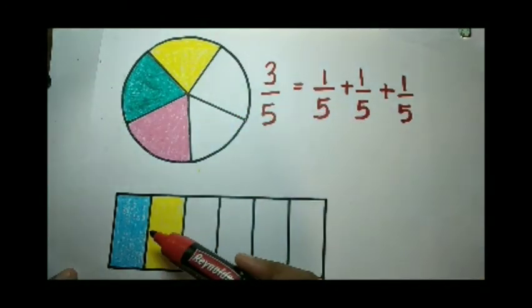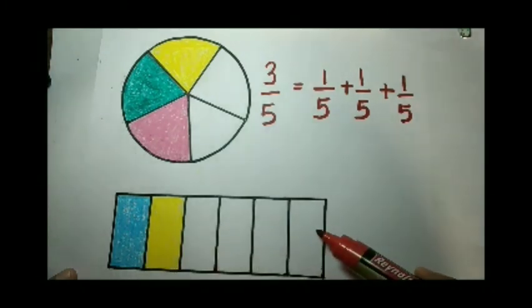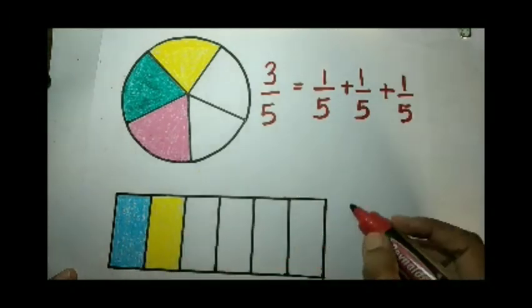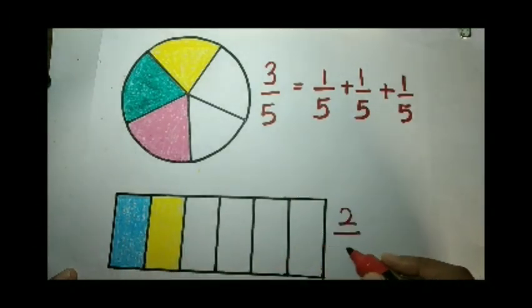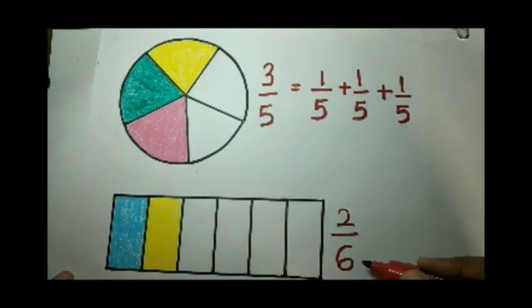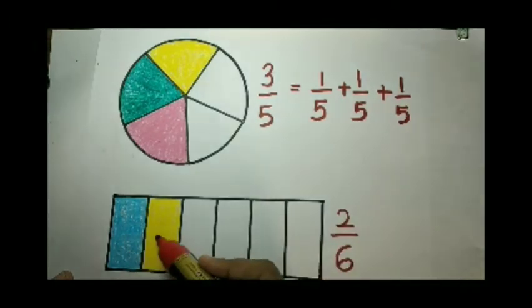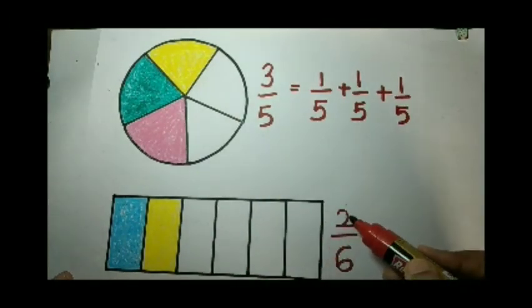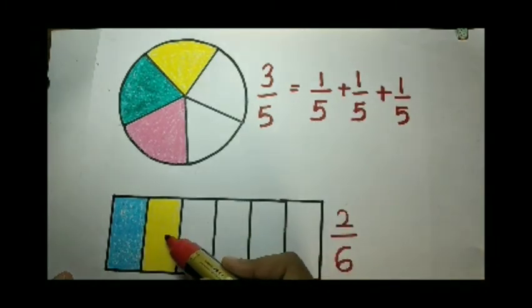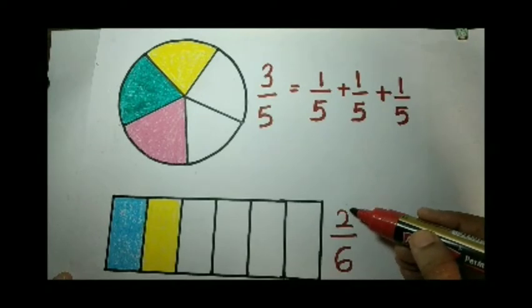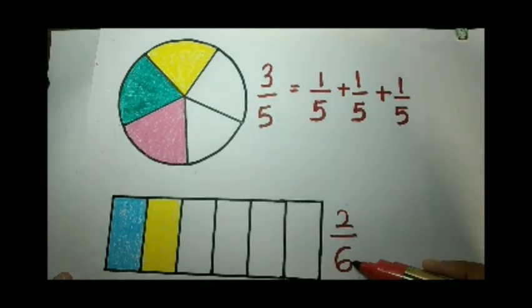Now the next figure. This strip has 6 equal parts in all and 2 of its parts are colored, which means 2 upon 6 of the strip is colored. Now here the number 6 gives the total number of equal parts and 2 gives the number of parts taken, that is the shaded part. So in this fraction, 2 upon 6, 2 is the numerator and 6 is the denominator.